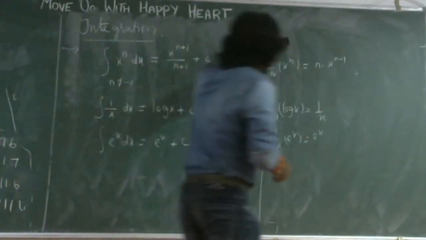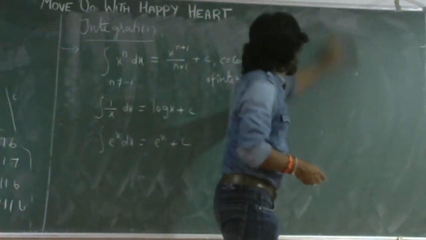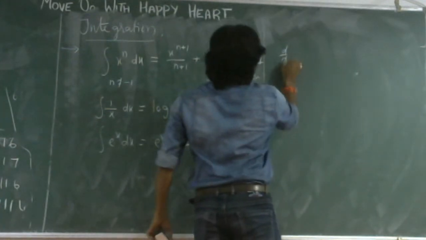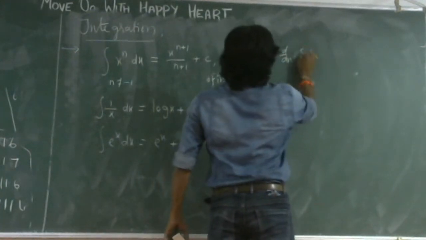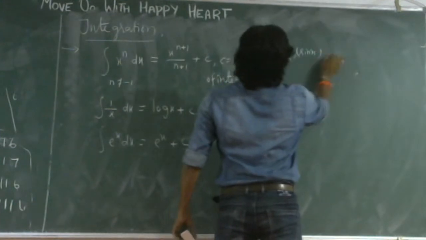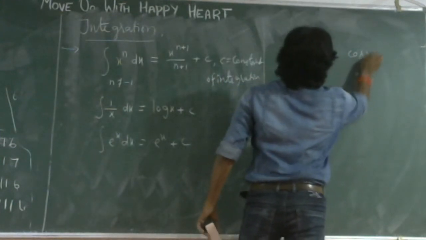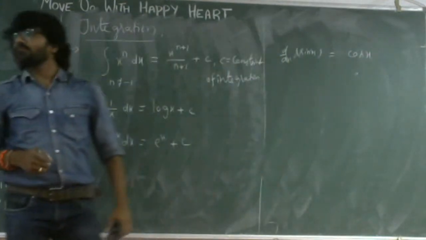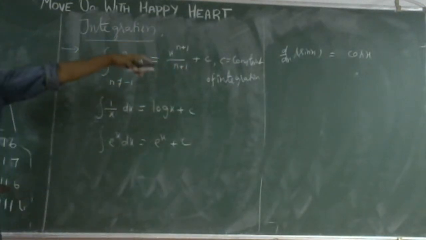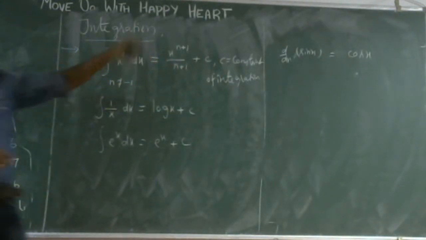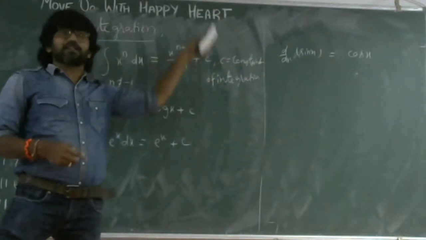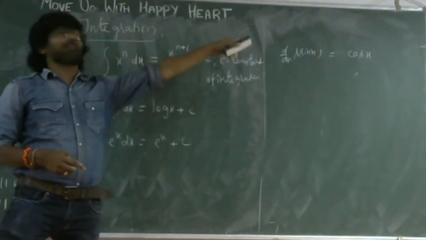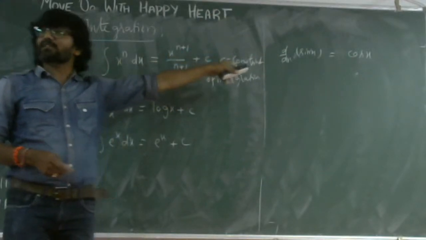So d by dx of sin x. What is d by dx of sin x? It is plus cos x. Differentiation gives cos x, right? So if you integrate that, you will get this one. So the integral of cos x will be sin x.